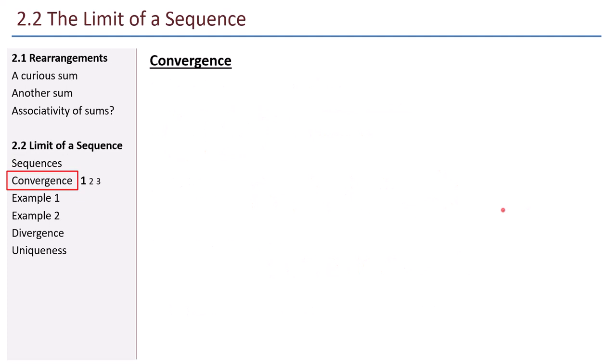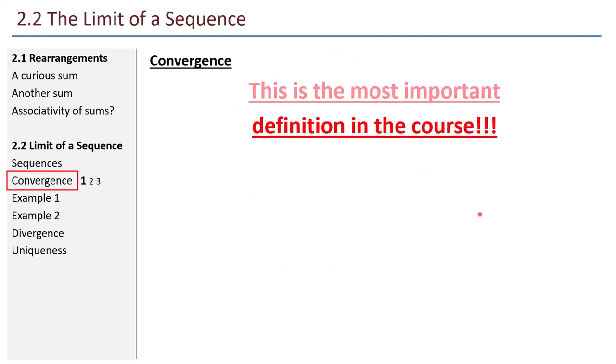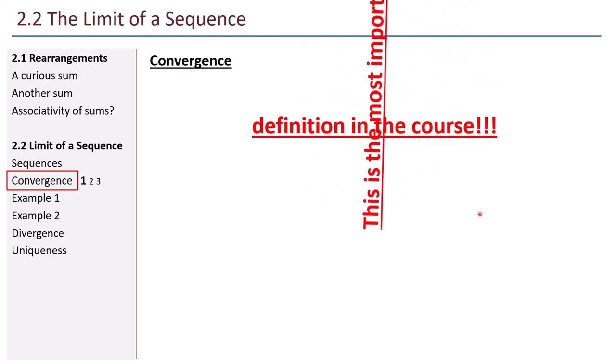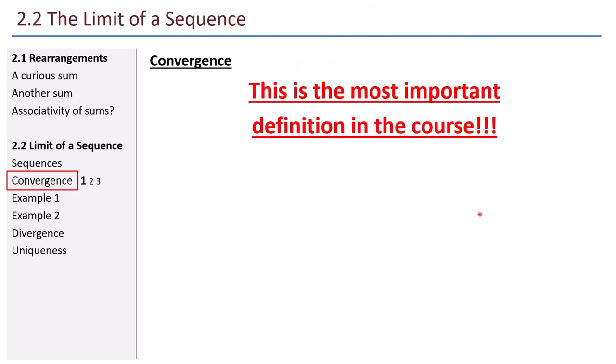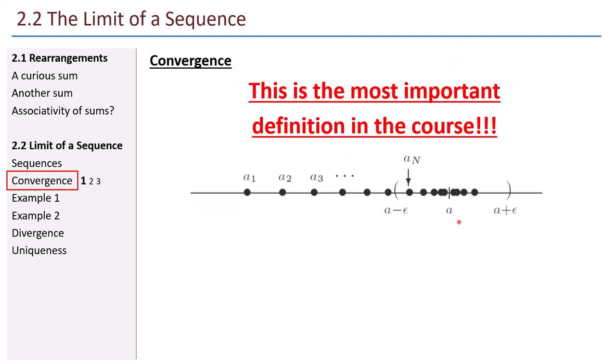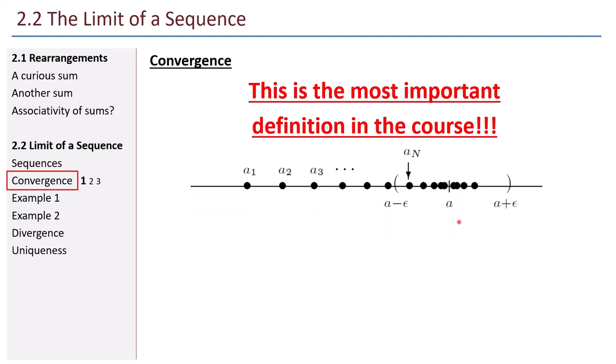Let's talk about convergence. This is the most important definition in the course. I hope I made my point clear. You should memorize this definition as soon as you can. Here's the idea. I'll lead up to the definition in a second. I have a sequence of numbers, a_1, a_2, a_3, and so on, and I also have some particular number, a. And I want to indicate somehow that the sequence converges to the number a.